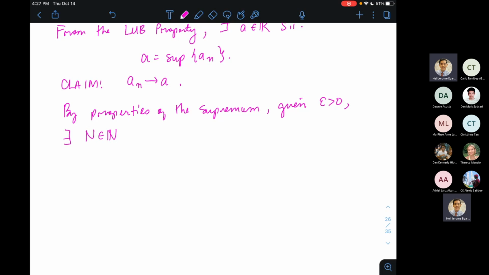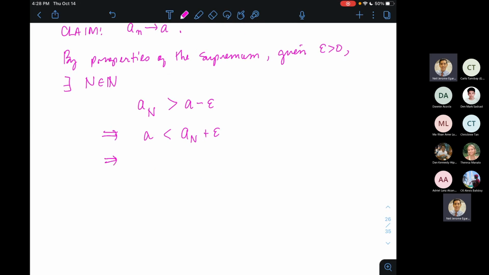So that means there exists an element of the list, let's call it A sub capital N, that will be larger than the supremum minus a small real number. This will always happen. Once you are sure that A is the supremum, subtract just a tiny bit, and you can find an element of the sequence larger than A minus epsilon. Alright? And then, what can we say now? Probably here I can say this is equivalent to A being less than A sub N plus epsilon. Or we can say this is A minus A sub N less than epsilon.